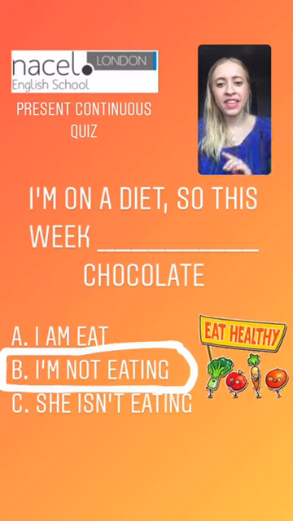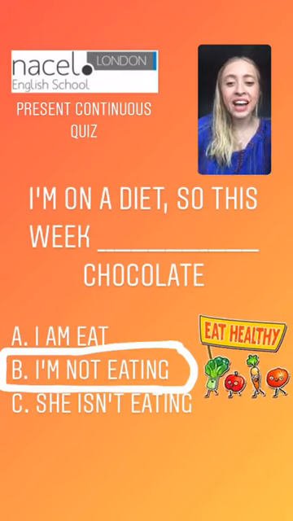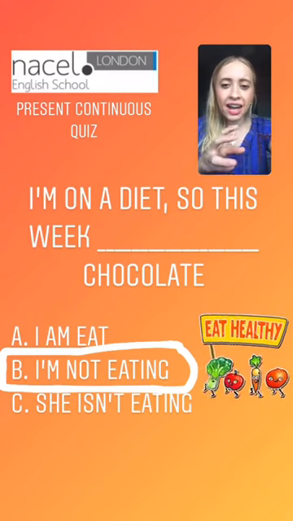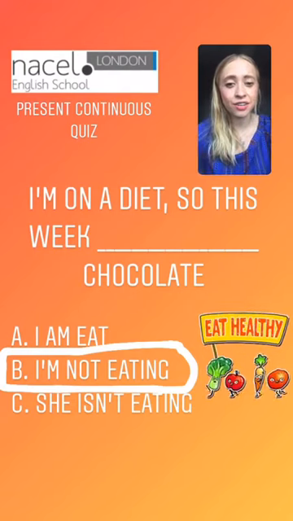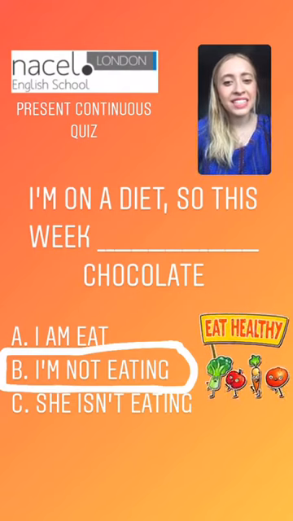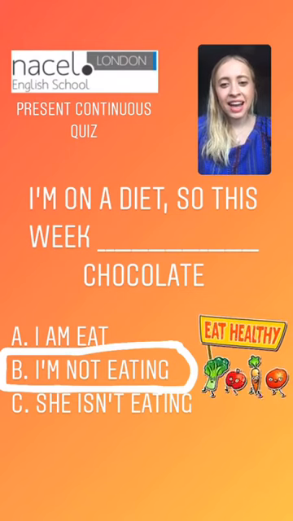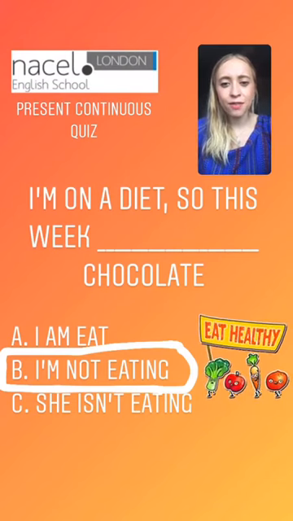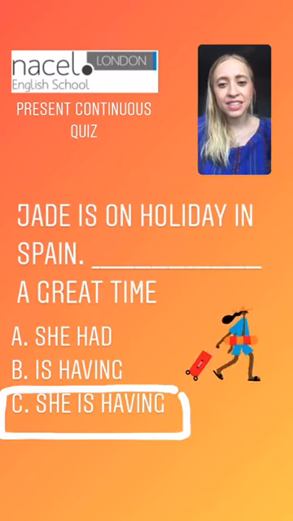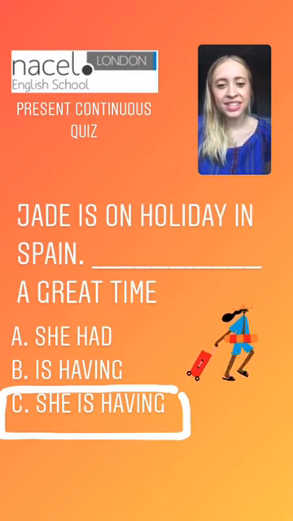Next one. The answer was I'm not eating. We have to continue with the same subject. I'm on a diet. I'm not eating. That's why C is incorrect, is wrong. The sentence: I'm on a diet, so this week I'm not eating chocolate. And the final one then was Jade is on holiday in Spain. She is having a great time.